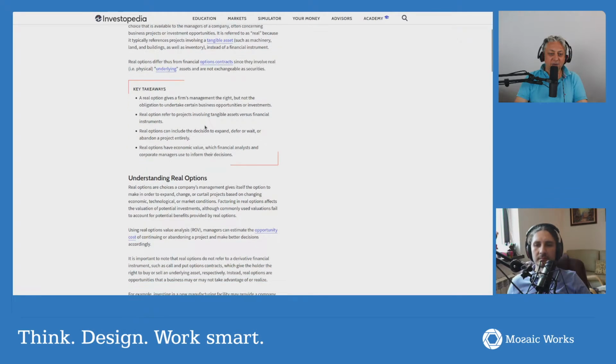And key takeaways, I'm just going to read this part, because they also explain the topic in the article. A real option gives the firm's management the right, but not the obligation, to undertake certain business opportunities and investments. And my guess is that, as far as I understand, real options is the same idea, only applied to features or technical enhancements, right?